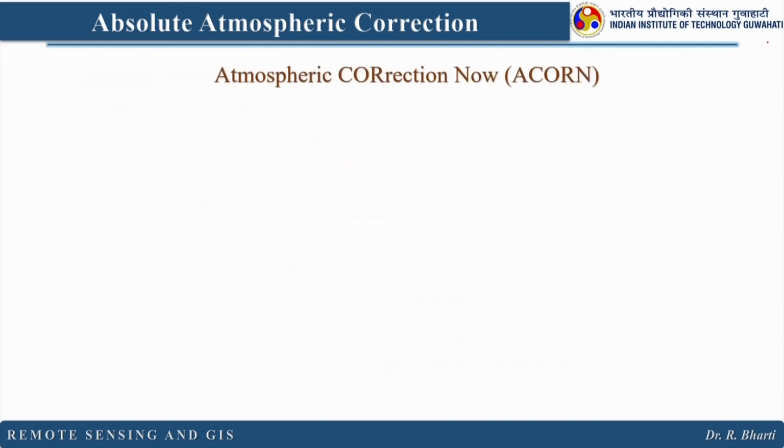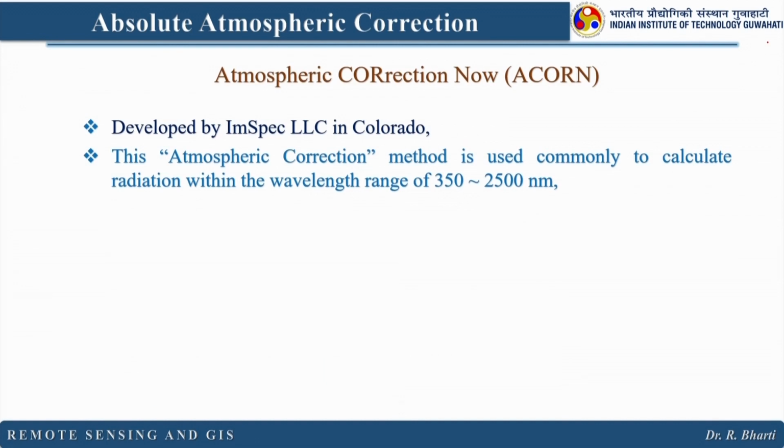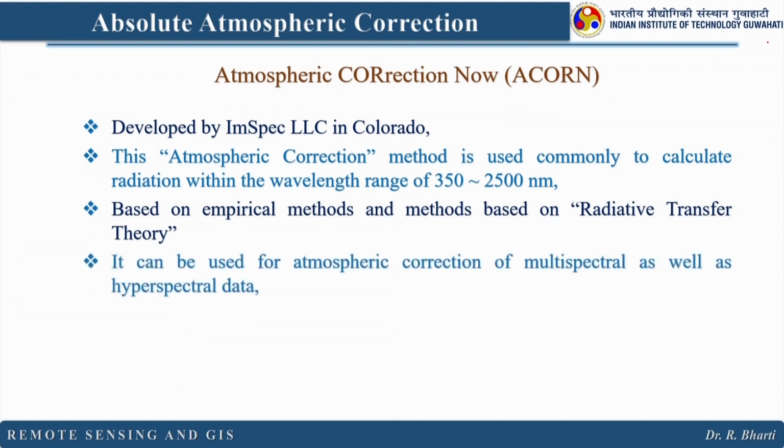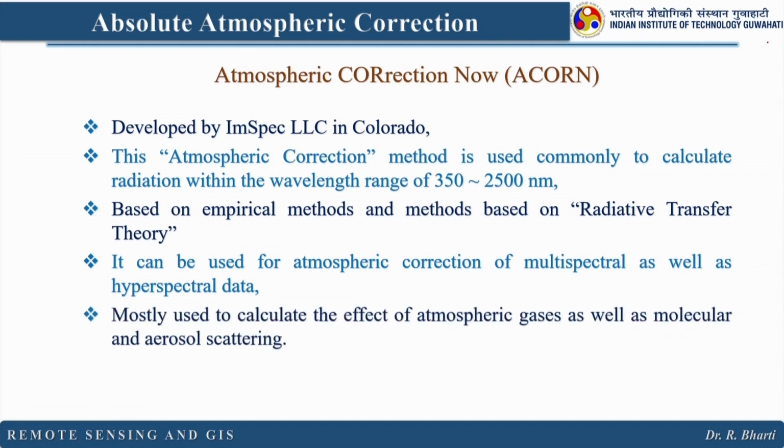So, the first one is ACORN, and this atmospheric correction method is commonly used to calculate radiation within the wavelength of 350 to 2500 nanometer, that means 0.35 to 2.5 micrometer. Based on empirical methods and methods based on radiative transfer theory, it can be used for atmospheric correction of multispectral as well as hyperspectral data, mostly used to calculate the effects of atmospheric gases as well as molecular and aerosol scattering.